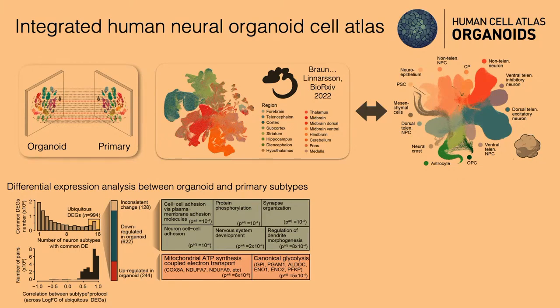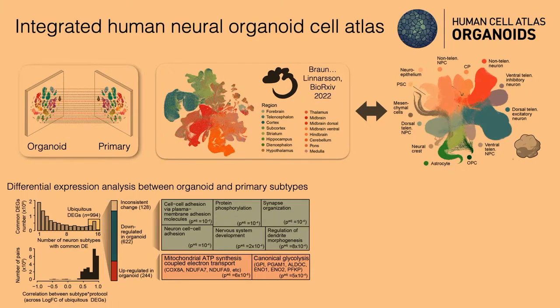Is there any differential expression between them? So what I'm showing here is now differentially expressed genes between any of these neuron subtypes. And actually there were a lot of differentially expressed genes that were common between many of the subtypes. And so if we zoomed into those and did a GO enrichment analysis, then we could see that there were quite some genes downregulated in organoids overall, actually across brain regions.